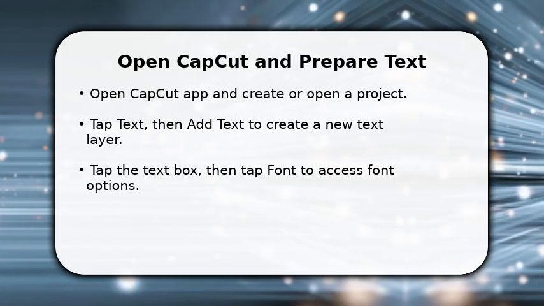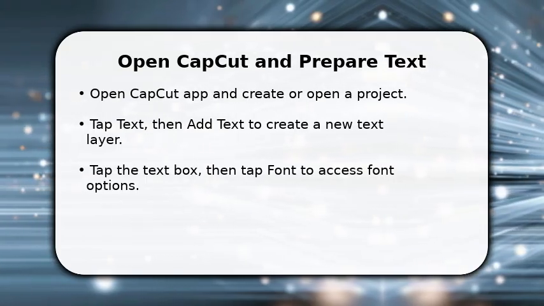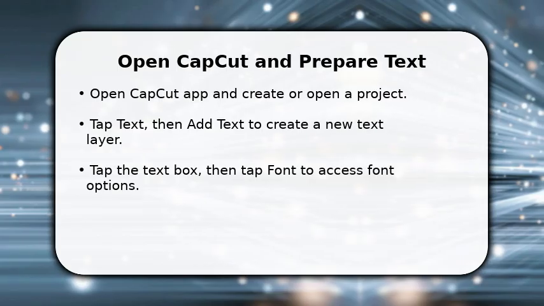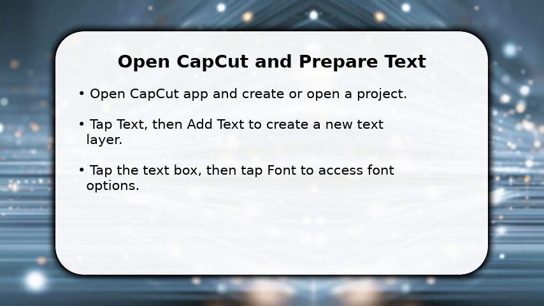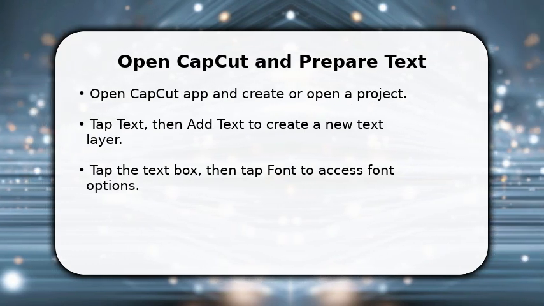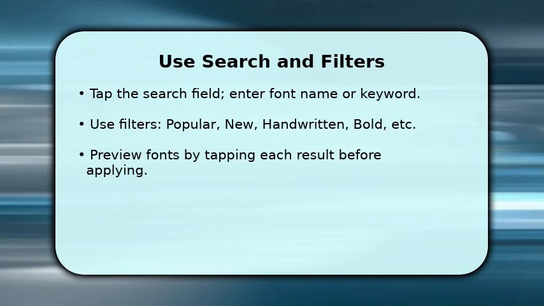Make sure your keyboard won't cover the search field. If it does, collapse it. Now you're ready to locate the search bar and type a font name or keyword to begin filtering options. Type a font name or descriptive keyword into the search field to narrow thousands of options quickly.